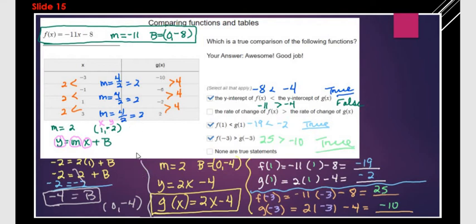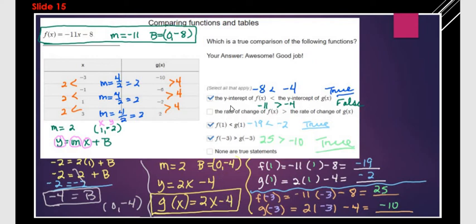Now, take your g of x, which has your slope, a 2, and I'm going to rewrite it. Here's your y-intercept, and I put it right here, and then I'm going to put it in slope-intercept form. So here's my slope-intercept form: y equals mx plus b, where m is 2 and the y-intercept is a negative 4. Now, I'm going to replace this y with g of x, so this is 2x minus 4.